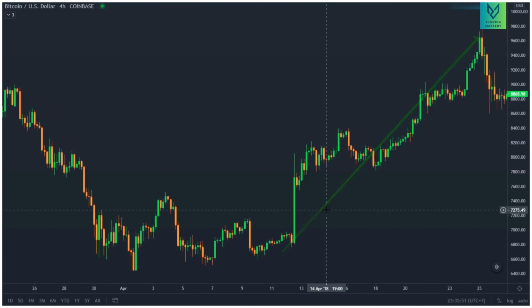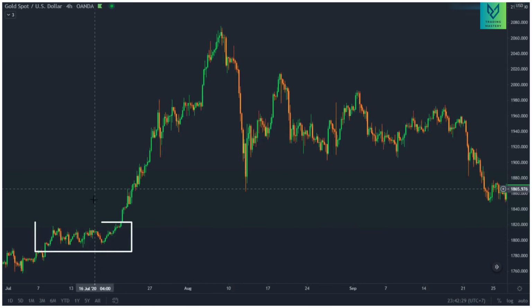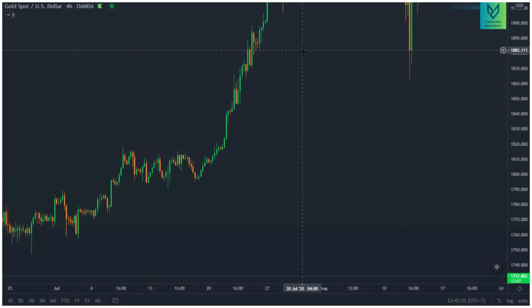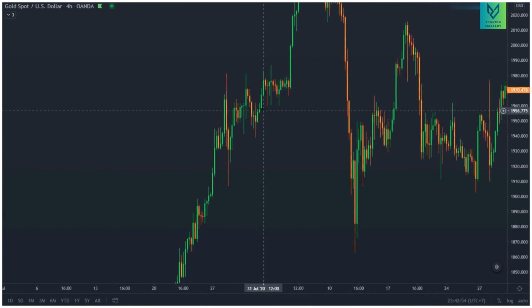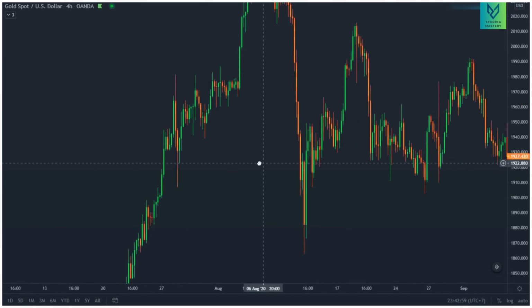Next, I will talk about the sideways phase, both with patterns and without patterns. A sideways structure with a pattern means that prices are moving sideways, but within a defined range that is easily recognizable, such as a rectangle or triangle. This pattern also exhibits a well-defined sideways phase. At this stage, this is the consolidation phase within a rectangular range. Or during this phase, it's sideways within a triangle pattern. Or here.